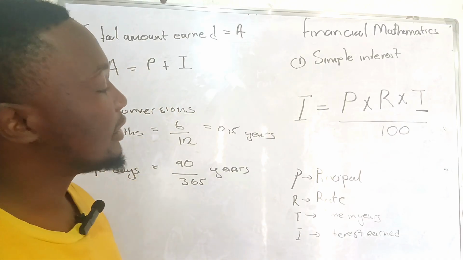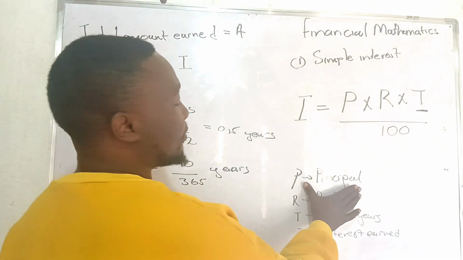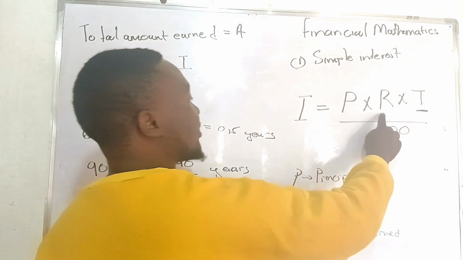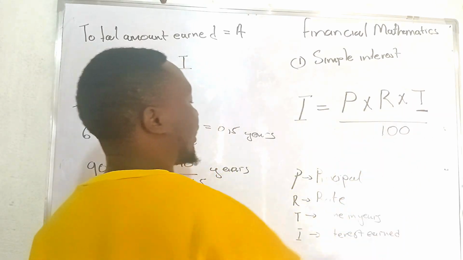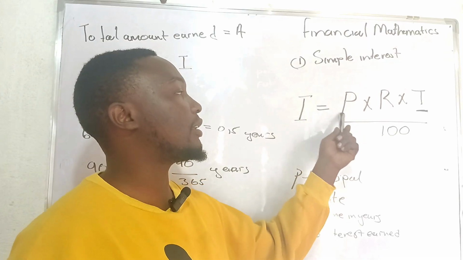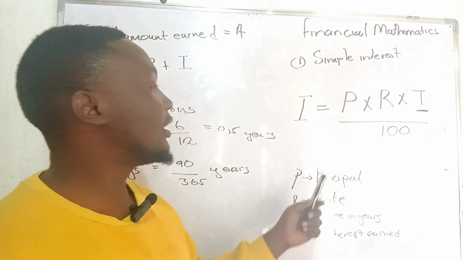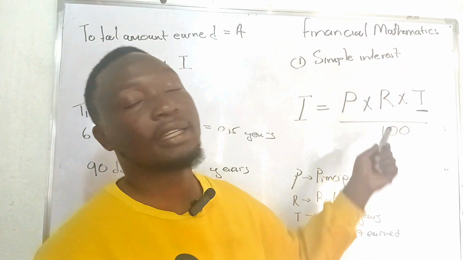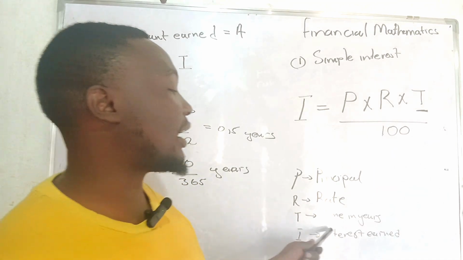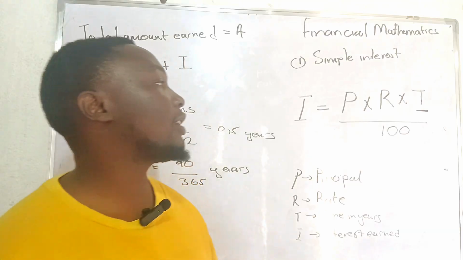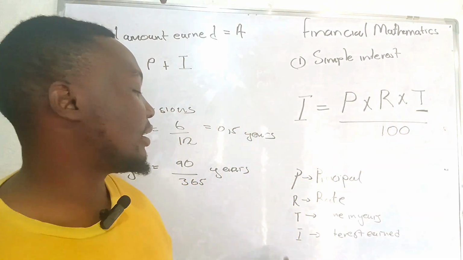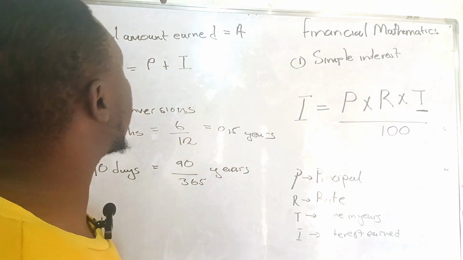So that's interest. P is the principal. The equation for interest is given by principal times rate times time divided by 100. So P represents the principal. This is the amount of money that you're going to invest. R represents the rate. It represents the rates that you're going to get. And time represents time in years. This formula only works if you convert time into years. And I, of course, represents interest.